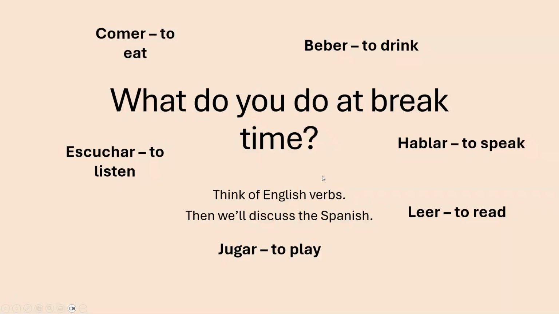Can you and your partner discuss what an infinitive is? How do we know what an infinitive is in Spanish? Pause the video and come back.